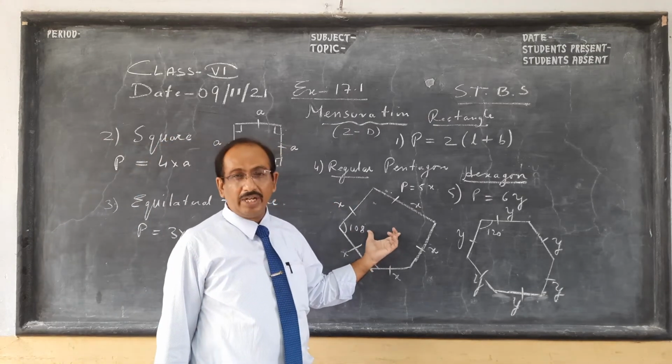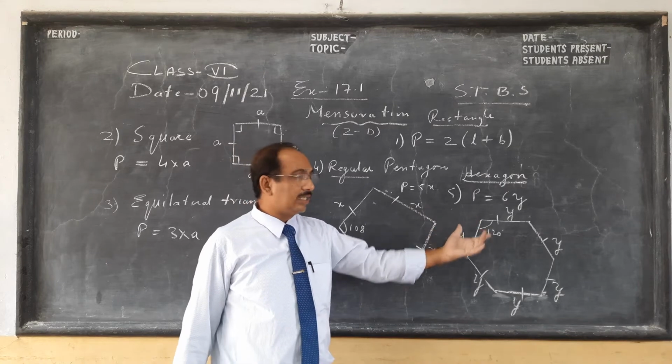Regular pentagon, 5 times the length of one side, and hexagon is 6 times.